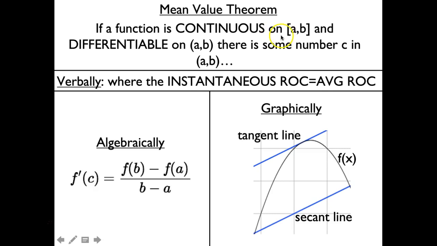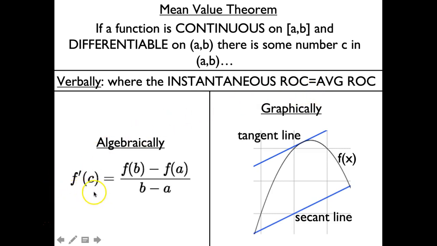If the function is continuous on the interval a to b and differentiable on the interval a to b, there is some number c in that interval, and I have it in 3 different ways here for you. The first one: the instantaneous rate of change is equal to the average rate of change. This is the mean value theorem, where the instantaneous rate of change is equal to the average rate of change.